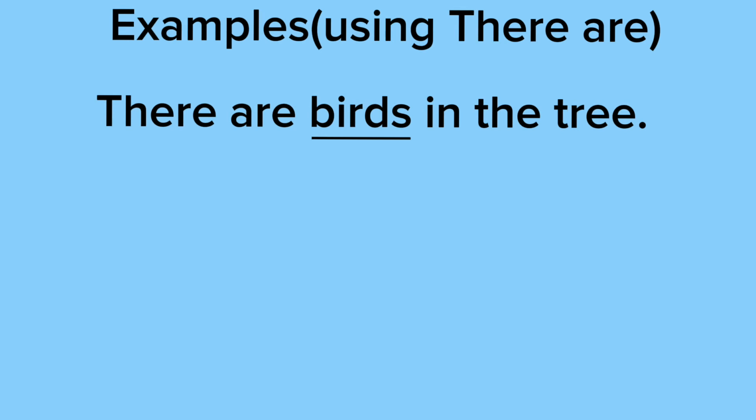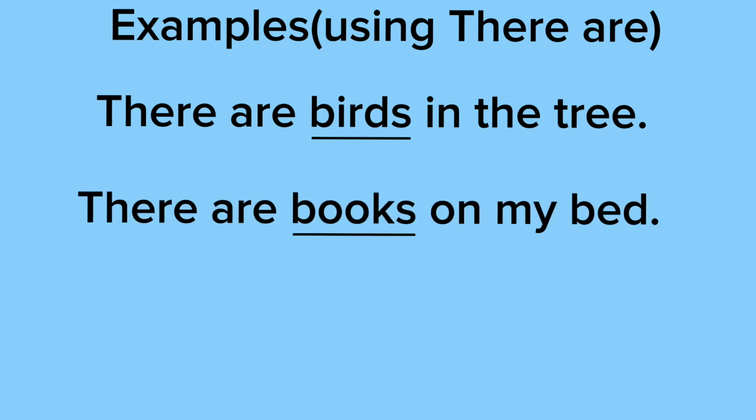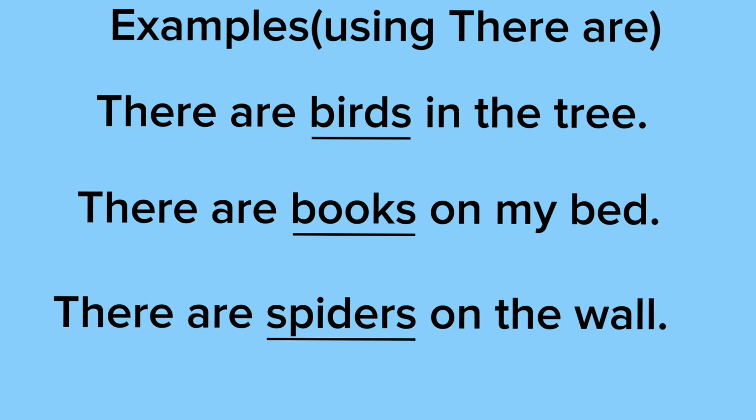Our first example says there are birds in the tree. As you can see, birds is a plural noun, and so that's why we use there are. Our next example says there are books on my bed. As you can see, books is a plural noun, and that's why we use there are. And our last example says there are spiders on the wall. As you can see, spiders is a plural noun, and that's why we use there are.